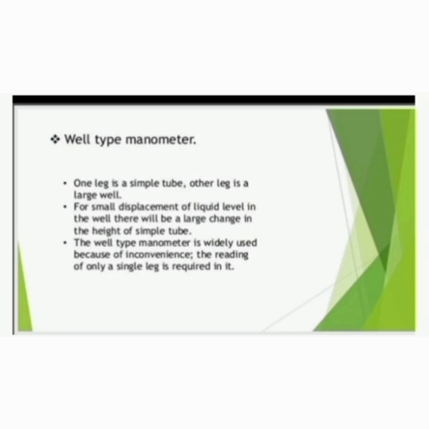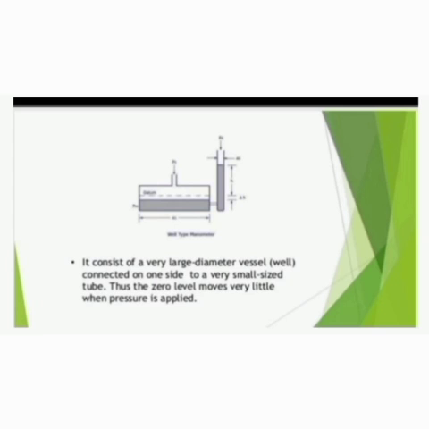Well type manometer. One leg is a simple tube, the other leg is a large well. For a small displacement of liquid level in the well, there will be a large change in the height of the simple tube. The well type manometer is widely used because of its convenience. The reading of only a single leg is required in it. Here is the diagram of the well type manometer.